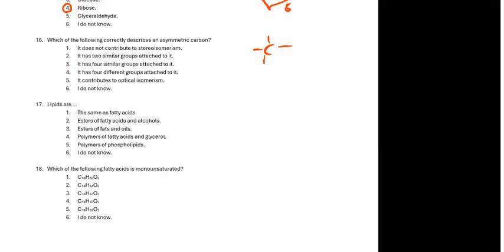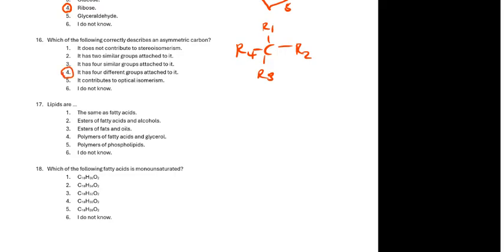16. Which of the following correctly describes an asymmetric carbon? An asymmetric carbon is just a carbon that is attached to 4 different groups. So we have R1, R2, R3, R4. It does not contribute to stereoisomerism, that's false. It has 2 similar groups attached to it, which is false. It has 4 similar groups attached to it, false. It has 4 different groups attached to it. Yeah. So the asymmetric carbon is what contributes to isomerism.